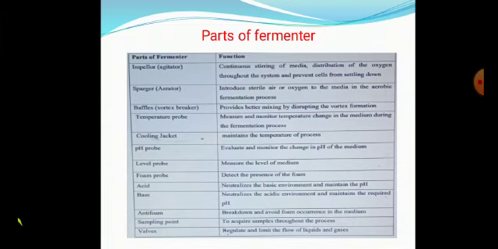Its purpose is continuous mixing of medium, continuous stirring of medium. It helps in distribution of oxygen throughout the system, and it prevents cells from settling down. So we call it the most important part of the fermenter. We call it impeller. Next thing, second point, you can see it is sparger, also called aerator. It is used to supply air or oxygen into the medium. For aerobic organisms especially, this is very very important. Pure oxygen has to be supplied, that is, air which is filtered has to be supplied.